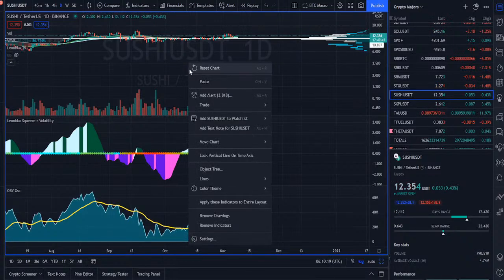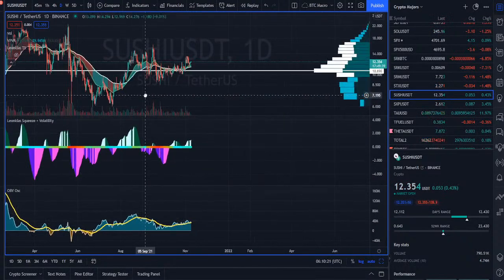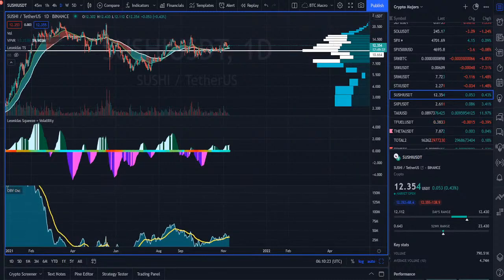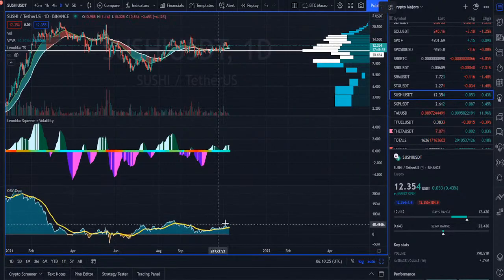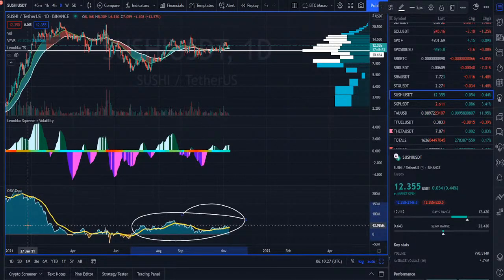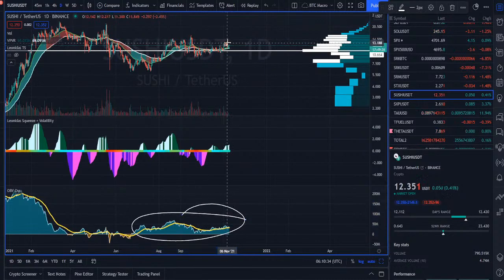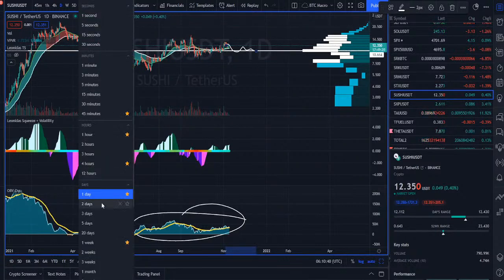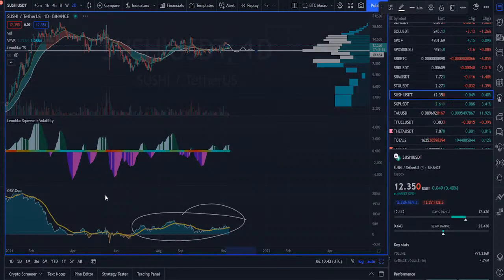Also, sushi, what they are doing, market makers, accumulation. Look at this. This is just healthy accumulation. So if you are patient enough, the next pullback of sushi, you see at $10 around this area, is accumulation. Maybe next month we will see a very good pump for this coin.